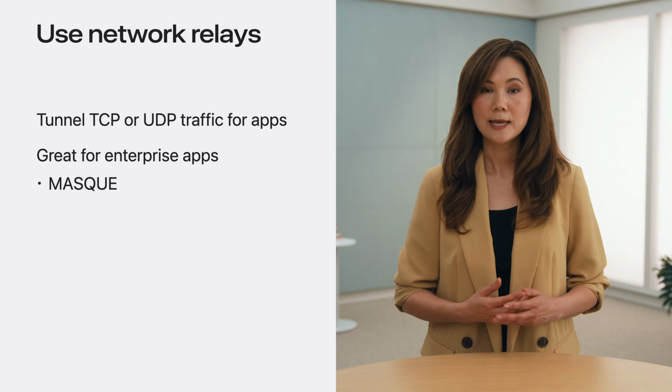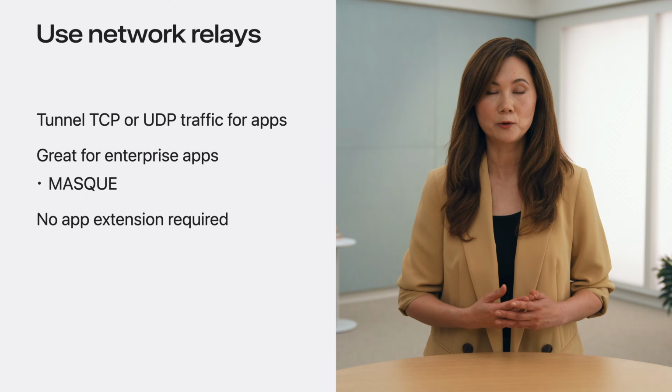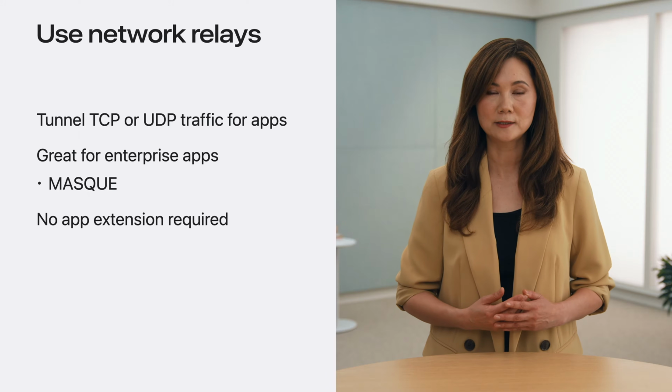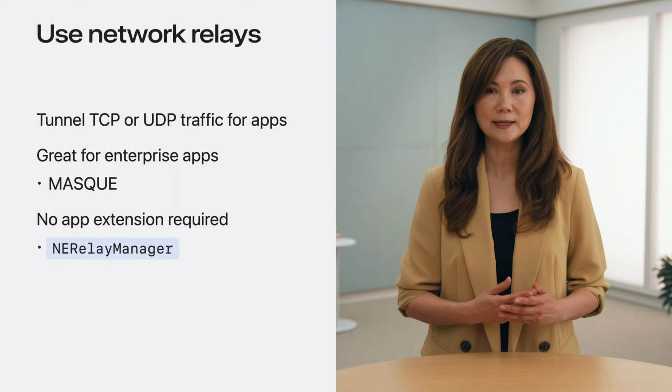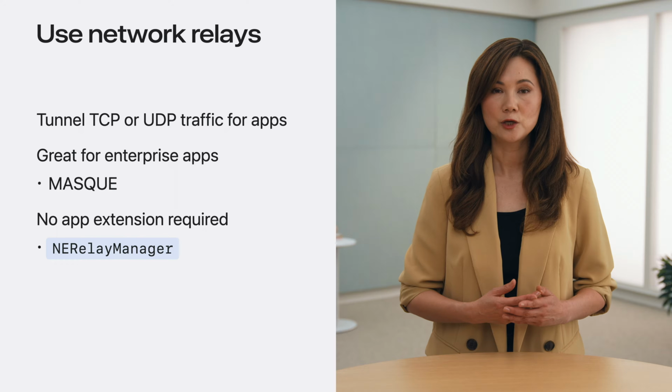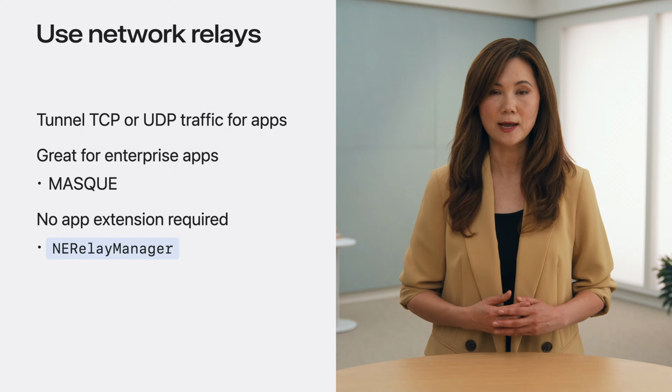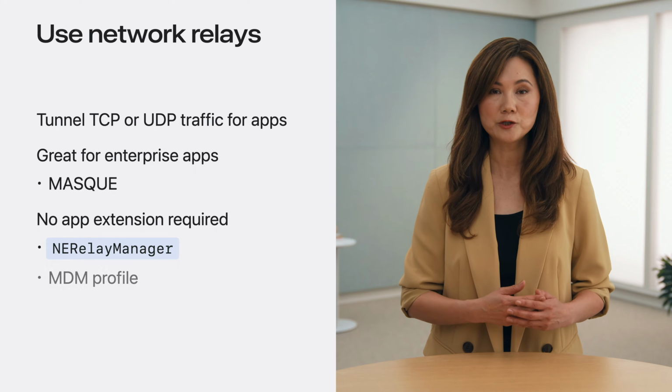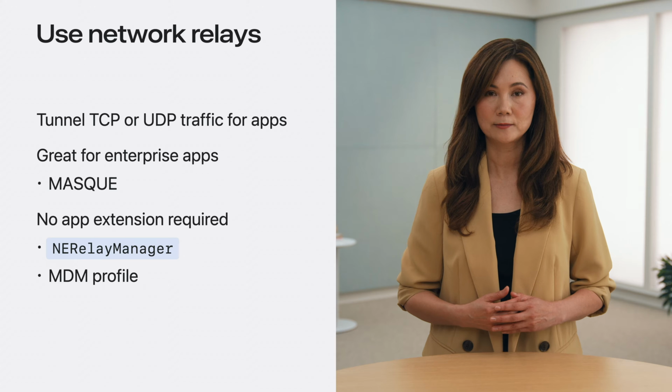The MASQUE protocol enables secure proxying optimized for performance. It can easily be integrated into modern cloud environments. And since the platform has built-in support for relays, you don't need to build your own extension to take advantage of it. You can just configure your relay settings and authentication using the Relay Manager API, or through a configuration profile from the MDM server.